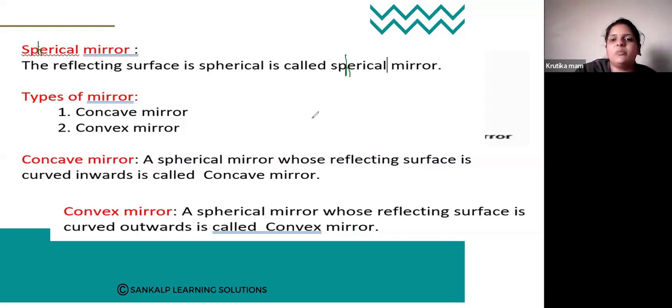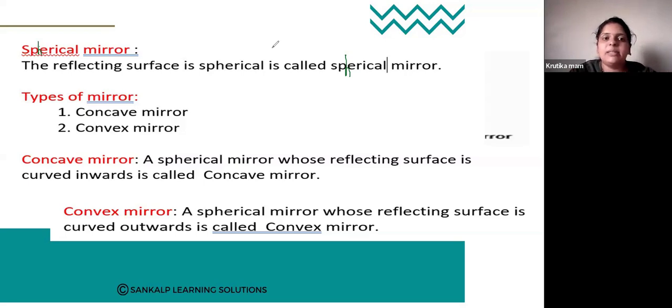One is the concave mirror and one is the convex mirror. So what do you mean by the concave mirror and the convex mirror? Very simple, to remember: take the eating spoon. The front surface of the spoon that you look into is called the concave side. The back side of it you can understand as the convex side, for your understanding purpose.